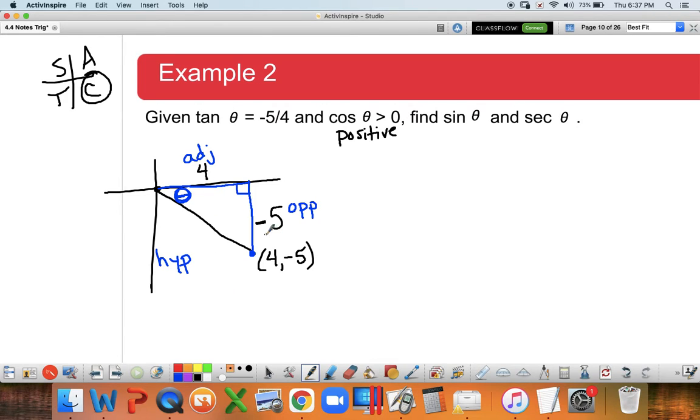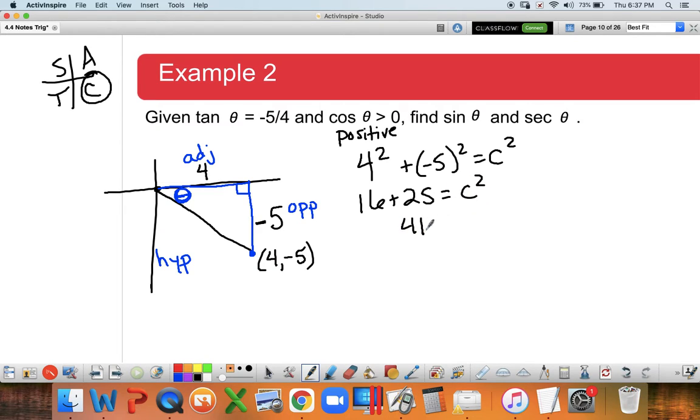Now my hypotenuse I do not have. So in order to find it, I'm going to have to do the good old Pythagorean theorem. And because I'm trying to find the hypotenuse, that's your C value. So I get 16 plus 25. So I get 41. That tells me that the square root of 41, there's no perfect square that goes in there, is my hypotenuse.